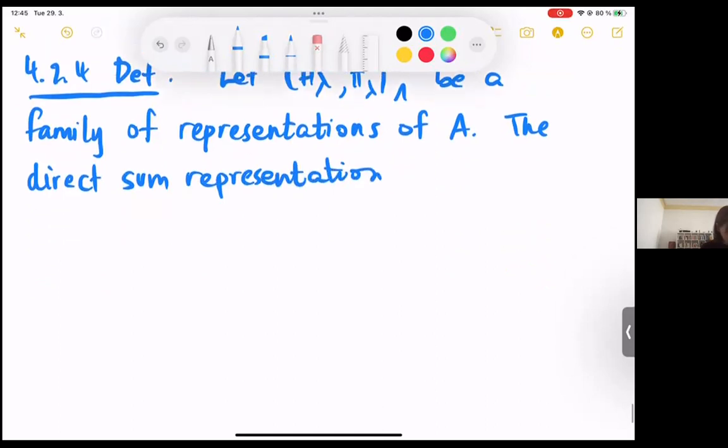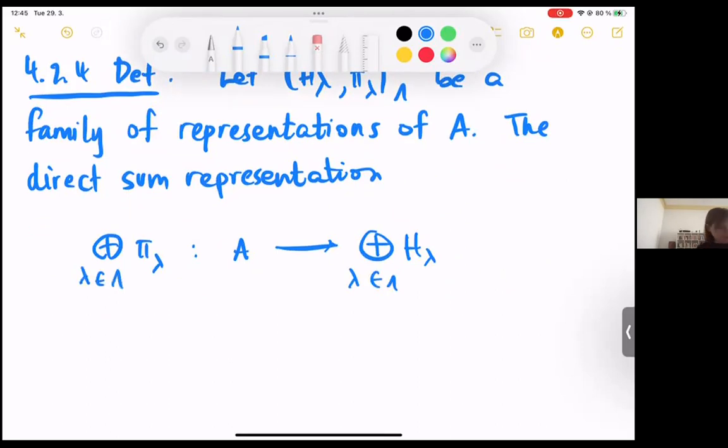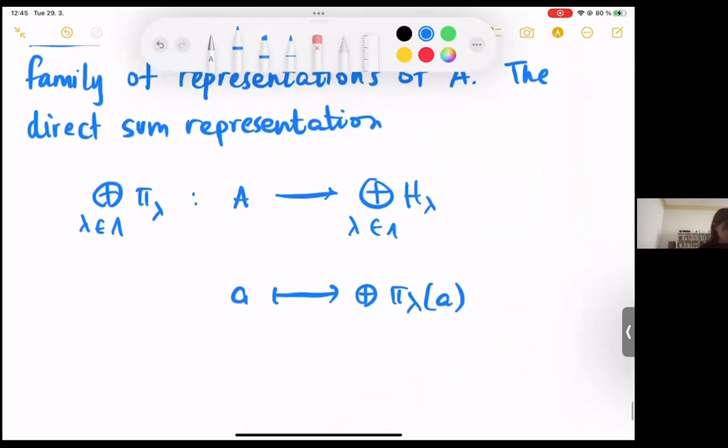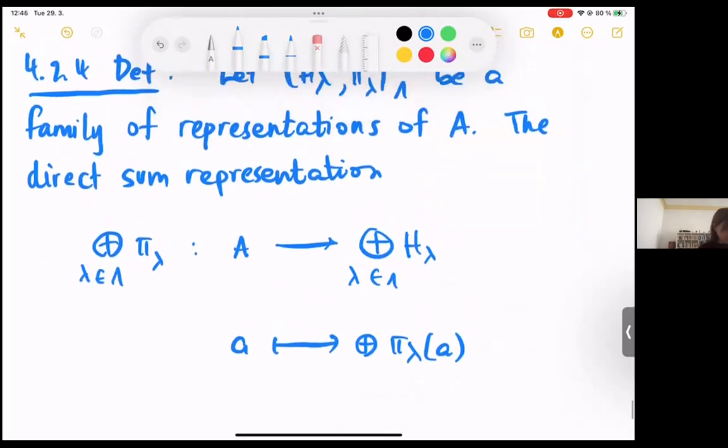So we just take the direct sum of all the Hilbert spaces, and apply these pi lambdas coordinate wise. So we just take an element A to the direct sum of pi lambda of A. And clearly this is a representation.